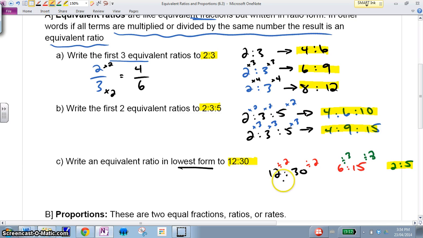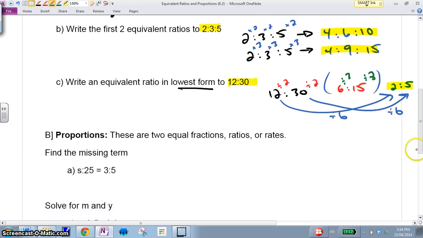Now, if you're quick with your math, you might be able to see that we could have gone straight there by dividing these numbers by 6. Dividing the first and second number by 6 would have got us all the way to there and skipped that second step. Either way, 2 to 5 is the ratio you're looking for.